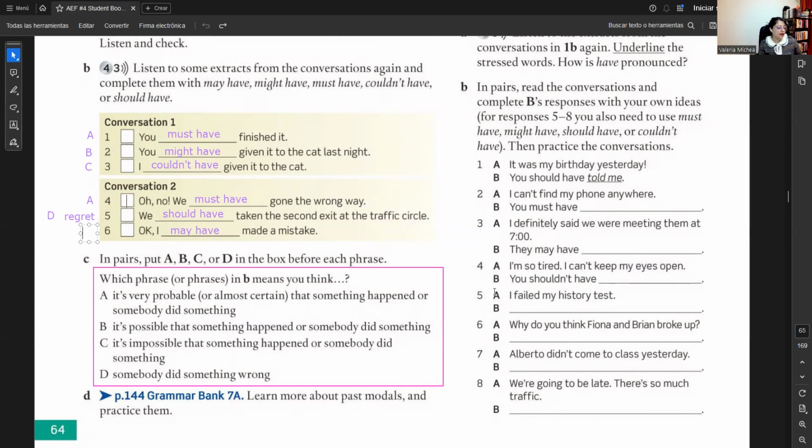Yeah, I say that mostly it is B, because it is possible that something happened or somebody did something, but it could also work like D, like somebody did something wrong, but it's just related to the mistake. So I would go for B. Yes, B. So it is possible that I've made a mistake.